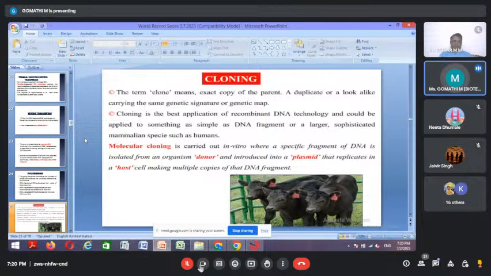Molecular cloning is carried out in vitro, where a specific fragment of DNA is isolated from a donor organism and introduced into a plasmid that replicates in a host cell, making multiple copies of the DNA fragment. Cloning is nothing but taking a DNA fragment, isolating it from an organism, and inserting it into a plasmid, and that plasmid is transferred to your host cell where it produces multiple copies.